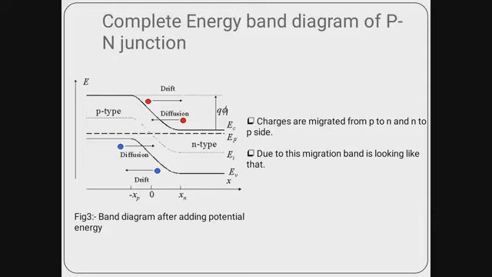EC is the conduction energy, which denotes the energy of the conduction band. EF is the Fermi energy, and EI is the level which is occupied by 50% of electrons. That is what is called the intrinsic level. And EV is the energy of the valence band, and X is the distance.